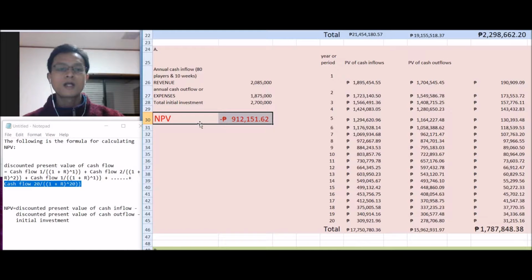It will not yield a good revenue, simply because the assumption is that only 80 campers or 80 players will attend the baseball camp within 10 weeks over a year. Okay, every year.